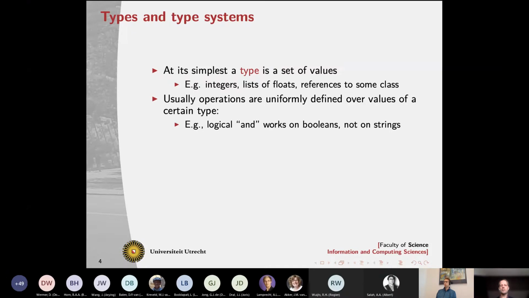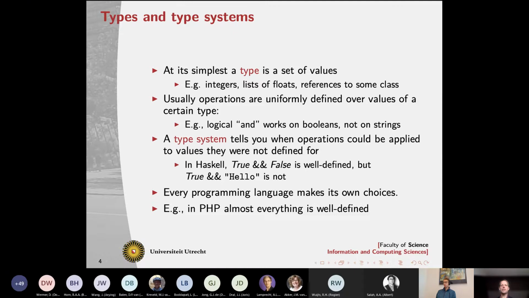Now, usually operations in a programming language are defined uniformly over values of a certain type. So for example, the logical AND will work for Booleans, but not for values of other types like strings. A type system tells you when operations could be applied to values they were not defined for. So you write something in your program, and then a type system will tell you, no, this is maybe wrong because you're passing a value of an incorrect type to an operation. For example, in Haskell, you can say True and False, which of course will be False, but you cannot say True and the string "hello" because "hello" does not have the right type.